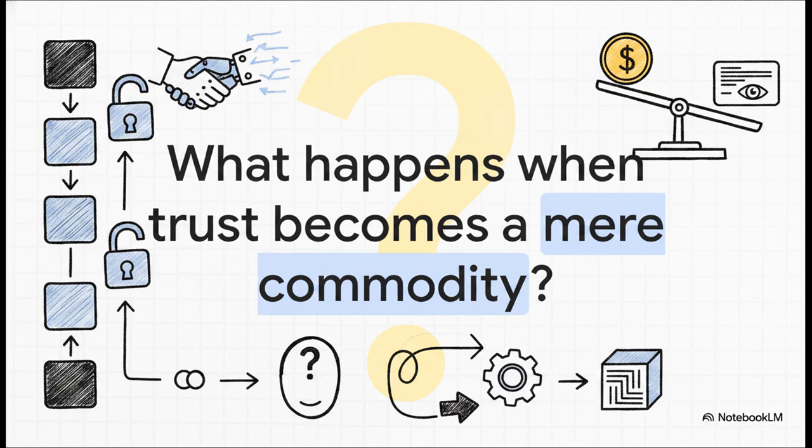Which leaves us with a pretty profound final thought. As we strip away the need for traditional banks, brokers, and middlemen, how does society change when trust itself is no longer based on human relationships, but is fully automated by unfeeling code? It makes trust a mere commodity. And that is a massive paradigm shift for how we manage ownership and interact globally.